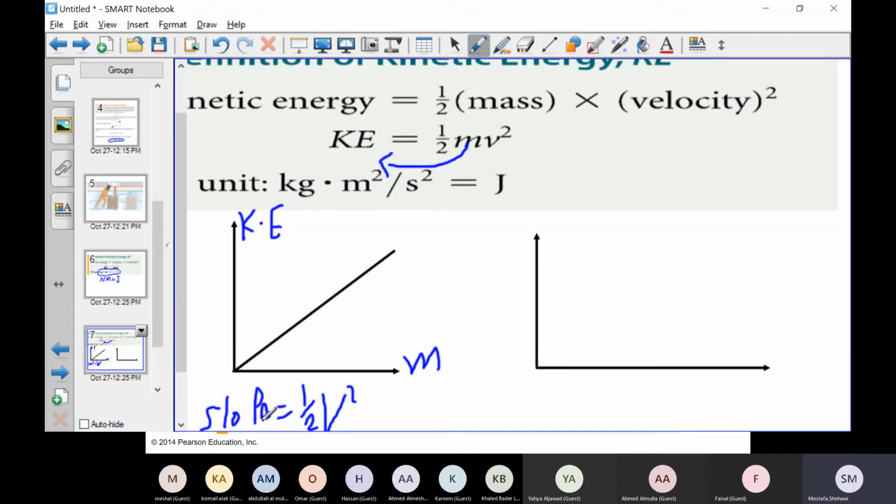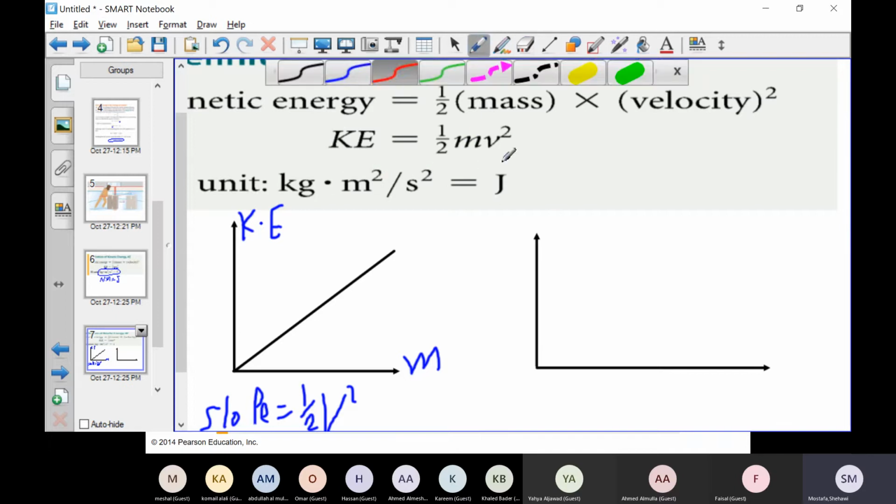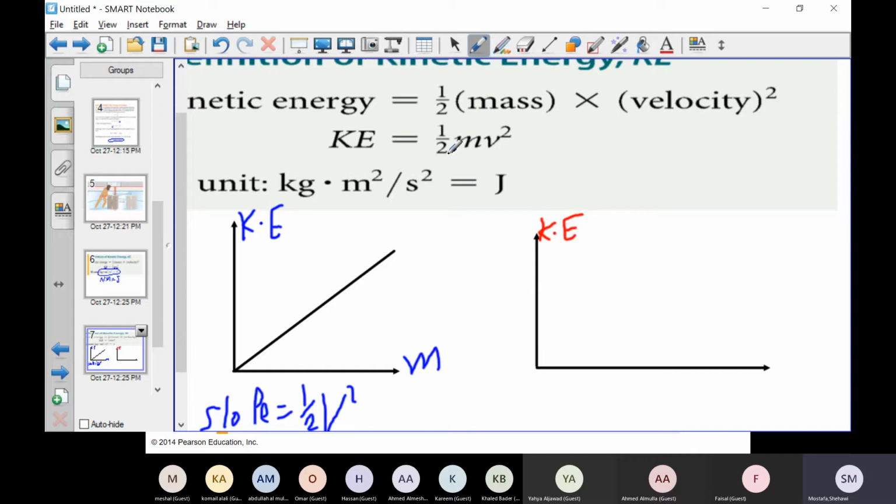The slope in this case will equal to what? You find the slope from here. Kinetic energy divided by mass, move mass to the other side. You will find it equal to half v square. So that's the slope for this one. Here I'm going to draw the kinetic energy, and here I will draw, not mass, I will draw v square. To find the slope, the difference in y-axis divided by the difference in x-axis.